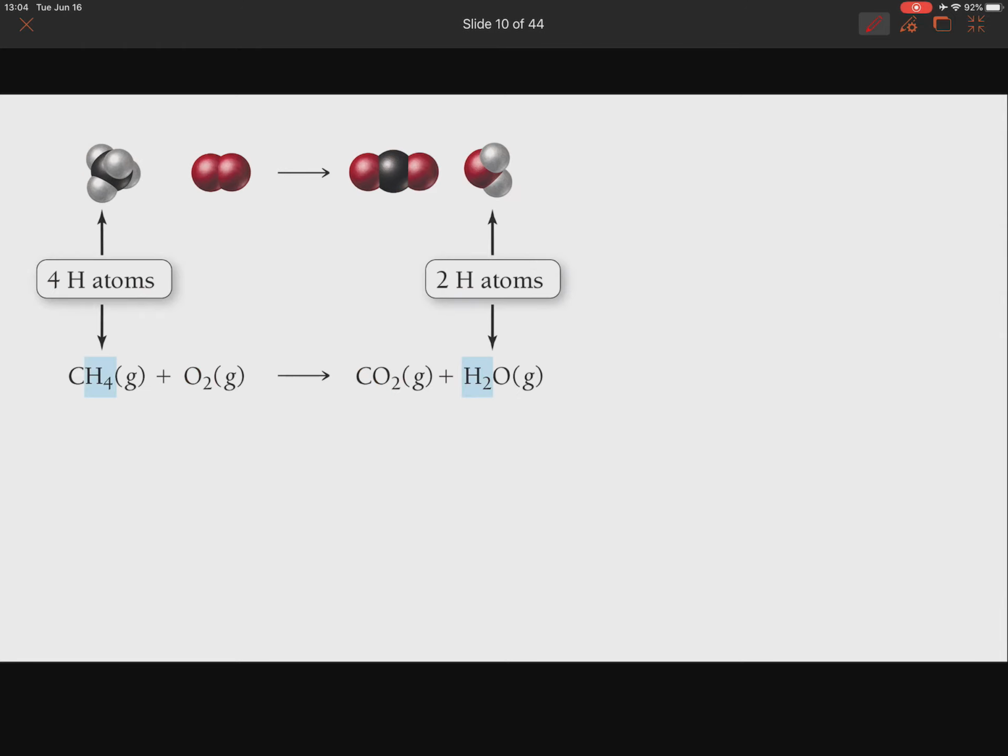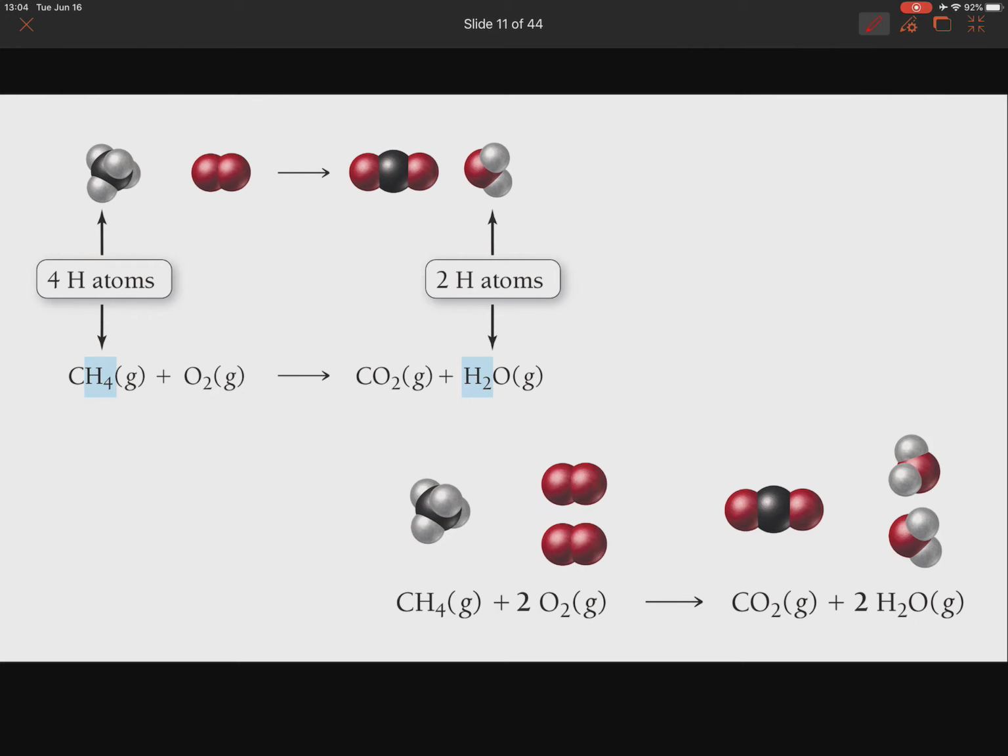If we look at one of the other atoms, we see that there are some H's in here as well. H's in methane, there's 4 of them. But over here in water, there's only 2. And so it looks like we've gained some oxygens, we've lost some hydrogens, and again, this is not possible. So what we need to do here is figure out how to balance this equation. Now, let me show you what the balanced equation looks like.